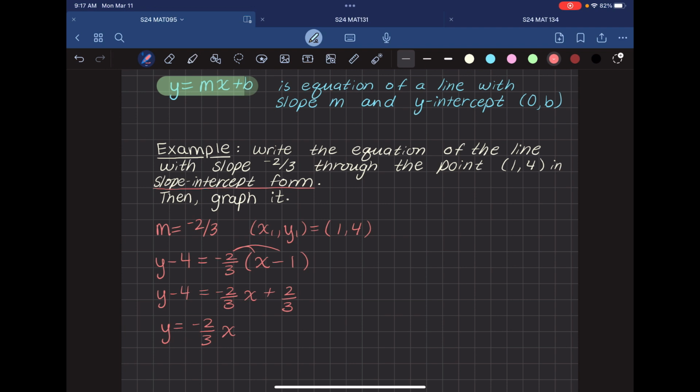And then off to the side, you might want to do 2/3 plus 4. Remember, when we're adding things, when fractions are involved, we want to get a common denominator. So we can write this as 2/3 plus 12/3, right? 12 divided by 3 is 4. And here we have a common denominator of 3. So then this is going to give us 14/3. So we've got plus 14/3.